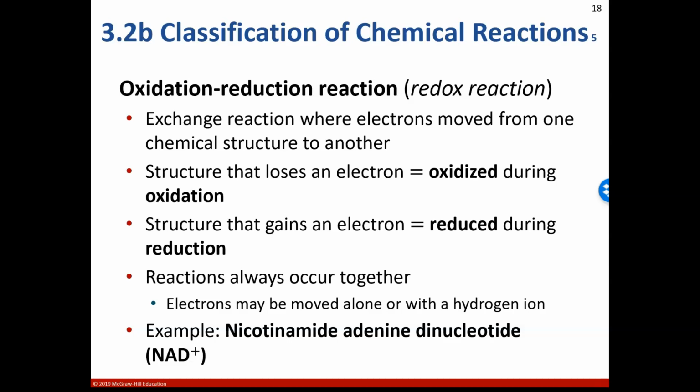And we can have oxidation reduction reactions or redox reactions. This is when we have an exchange reaction where electrons are moved from one chemical structure to another. The structure that is losing an electron has been oxidized during oxidation, and the structure that gains an electron has been reduced during reduction. The reactions always are going to occur together, and electrons may be moved alone or with a hydrogen ion. So an example of this would be our nicotinamide adenine dinucleotide, or NAD+.